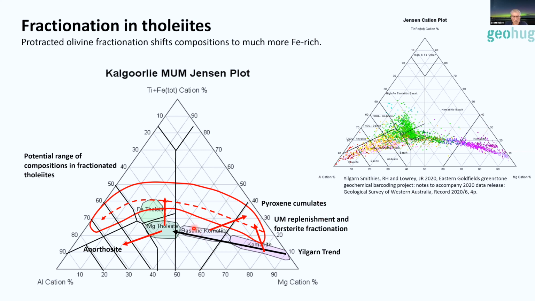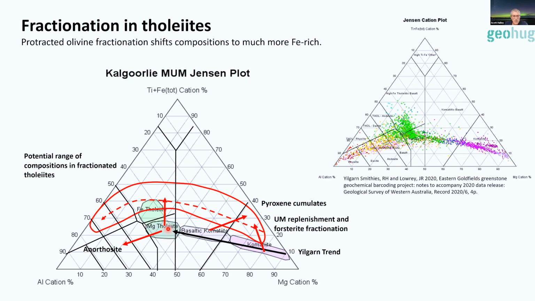If we got to a point out over here, a more basaltic komatiite composition, and started crystal settling pyroxene cumulates, then the cumulate phases will head this way, but the remaining melt will head this way. It's going to become more and more anorthositic.